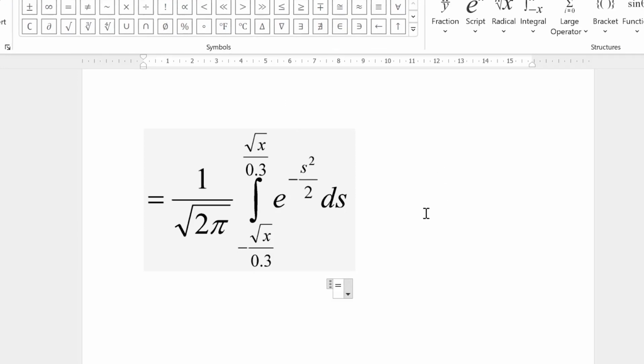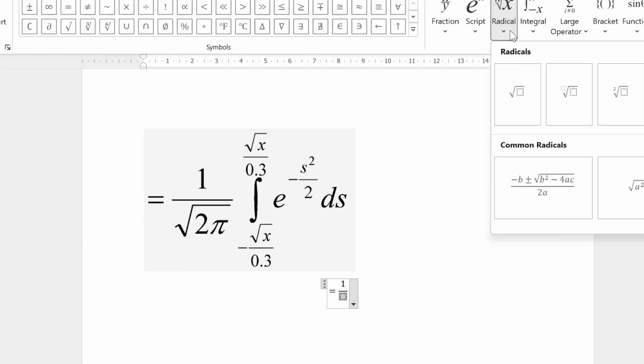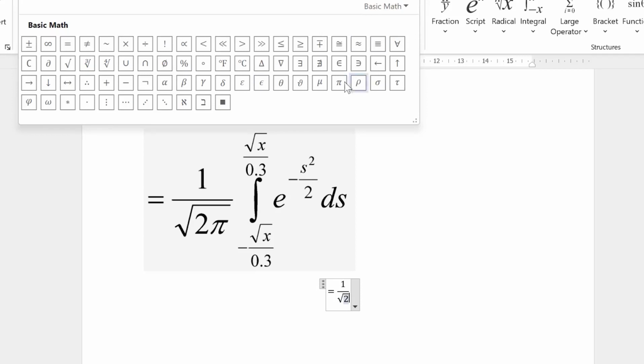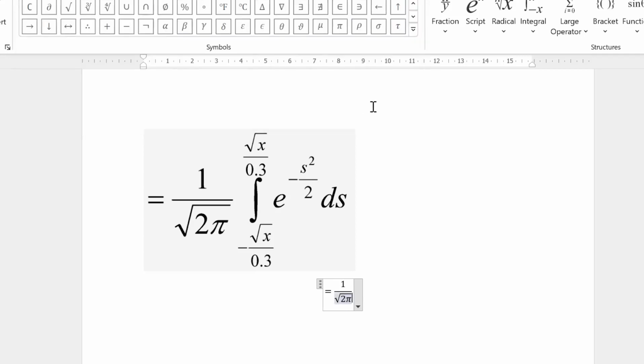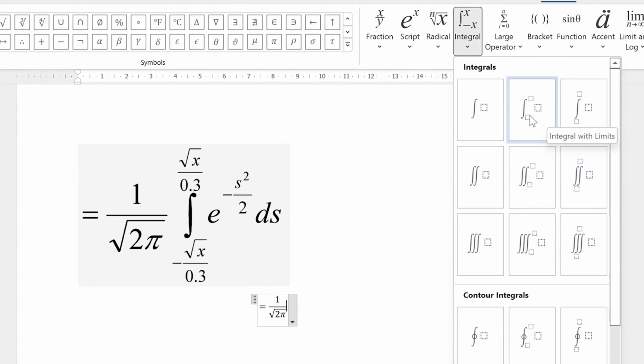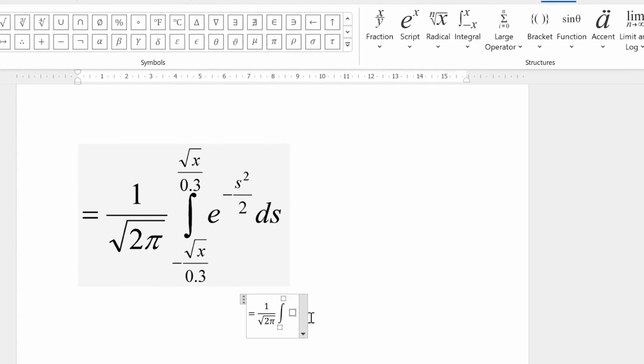Then we put a fraction, 1 divided by the square root of 2 pi, so we come to square root, normal square root, and then we have 2, then we have pi. We can get pi from the basic math like we've just taken pi. Okay, then we'll come to normal, and then we'll put the integral sign, but this time with limits. So we'll come to integral over here, and we can see integral with limits and other expressions. The limits are at the top, so we take this, so we can put the limits first.